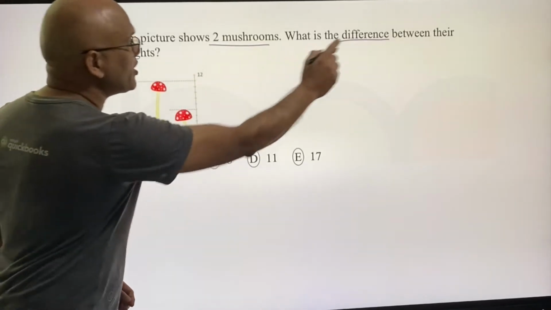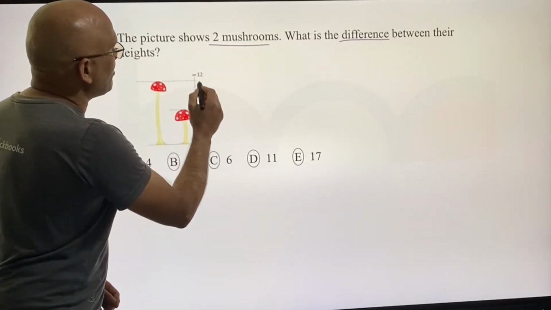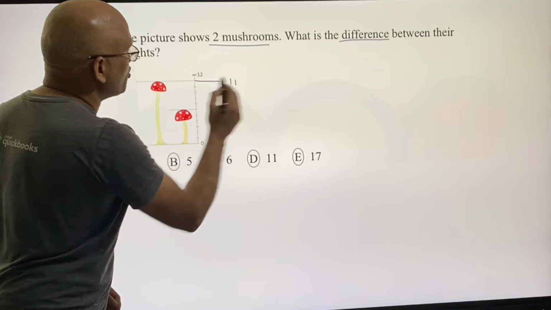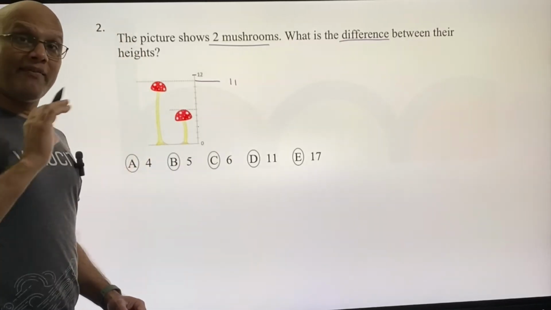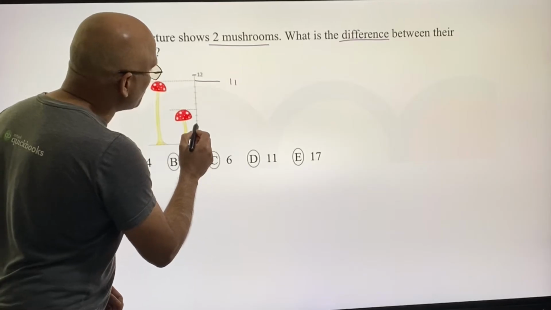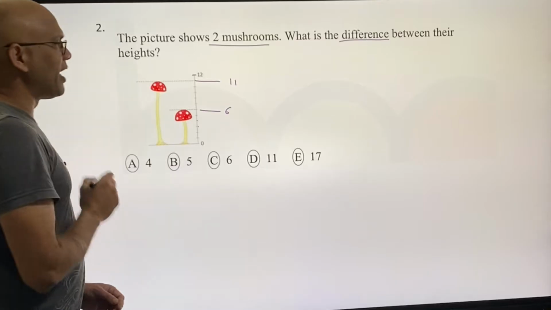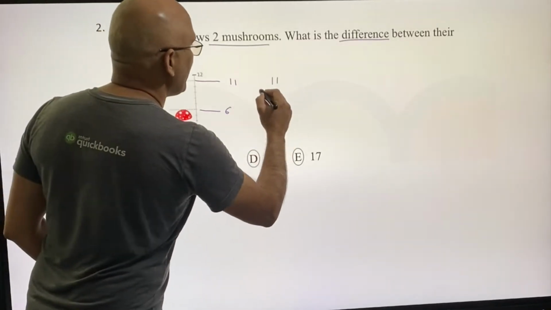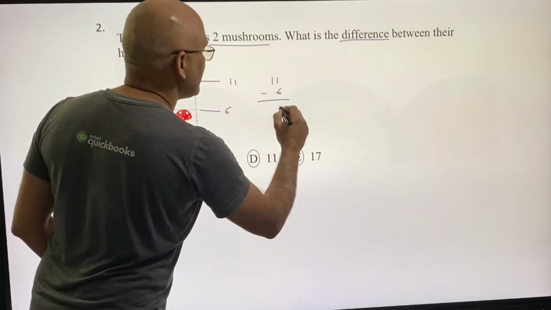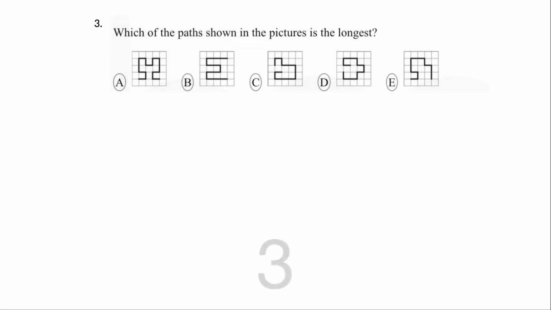Okay, so what is the difference between their heights? So this point is 12, so this is 11. The taller mushroom is 11 units high. The shorter one is 1, 2, 3, 4, 5, 6. So this is 6 units high. So 11 minus 6 is 5. Then B is the correct choice.